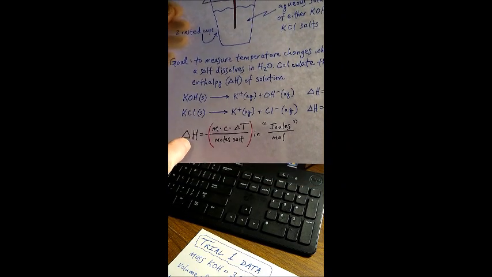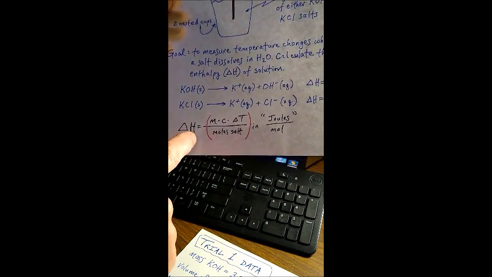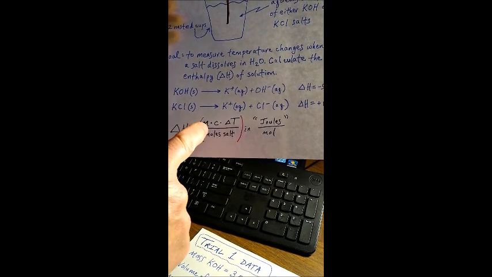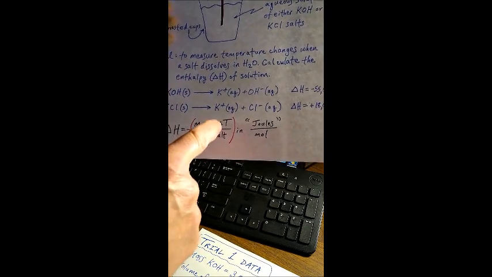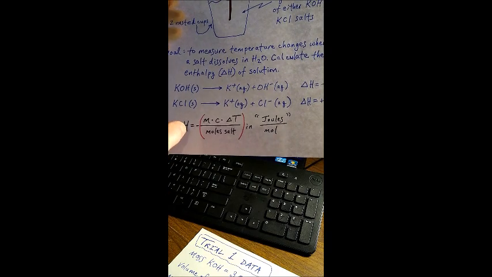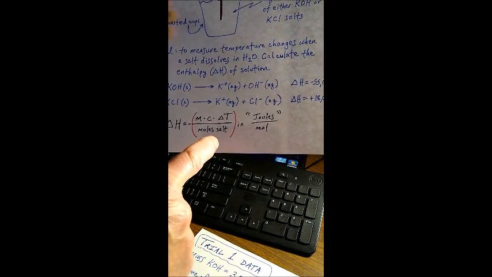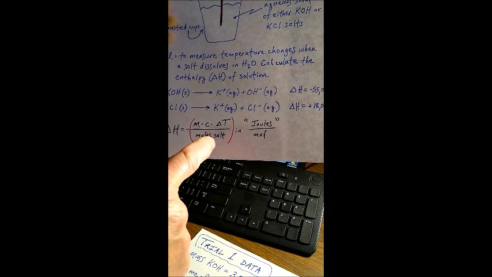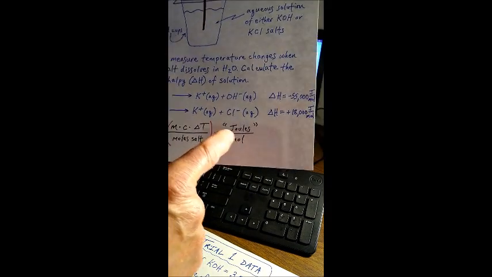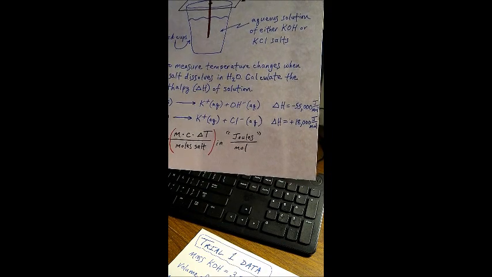The equation that I use I'll cover again in more detail in another video, but it's the mass of the solution times what's called the specific heat times the change in temperature. That's the heat evolved, and enthalpy is how much heat is given off or consumed per moles of substance, in this case the salt, the KOH or the KCl. And it turns out it's in units of joules per mole.